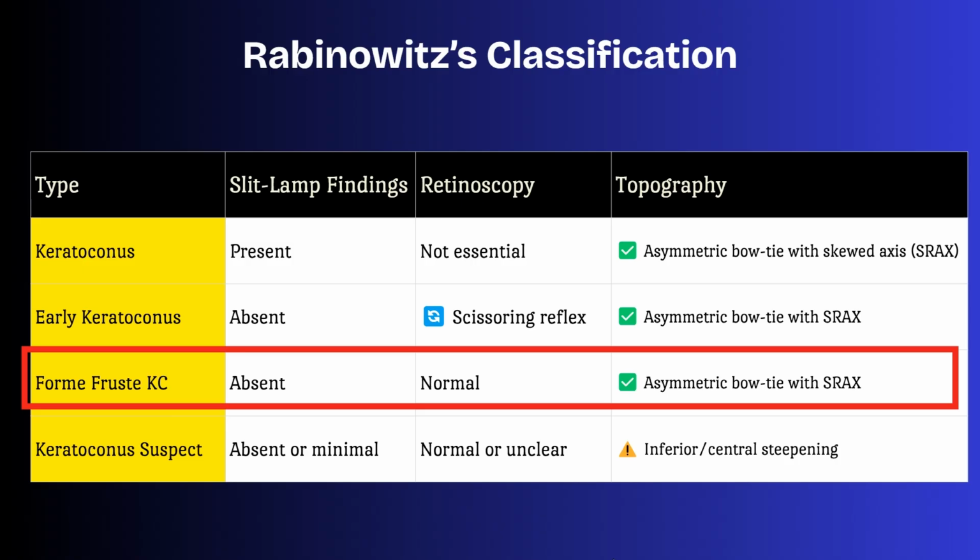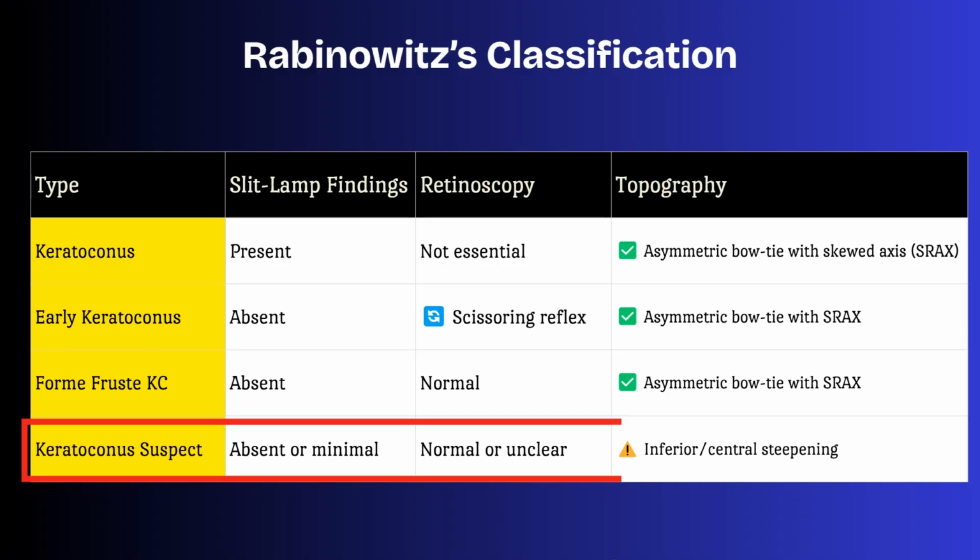Then we have the forme fruste keratoconus, also known as the topographic keratoconus. Here, we do not find any slit lamp signs, nor any scissoring reflex on retinoscopy. However, topography will quietly whisper the truth, and it shows an asymmetrical bow tie with skewed radial axis, which is a hallmark according to Rabinowitz. In today's scenario, we might also find corresponding abnormalities in the posterior elevation and pachymetric maps, even though the eye may seem clinically silent. Essentially, this is a topographically loud but clinically quiet eye. That is the forme fruste keratoconus.